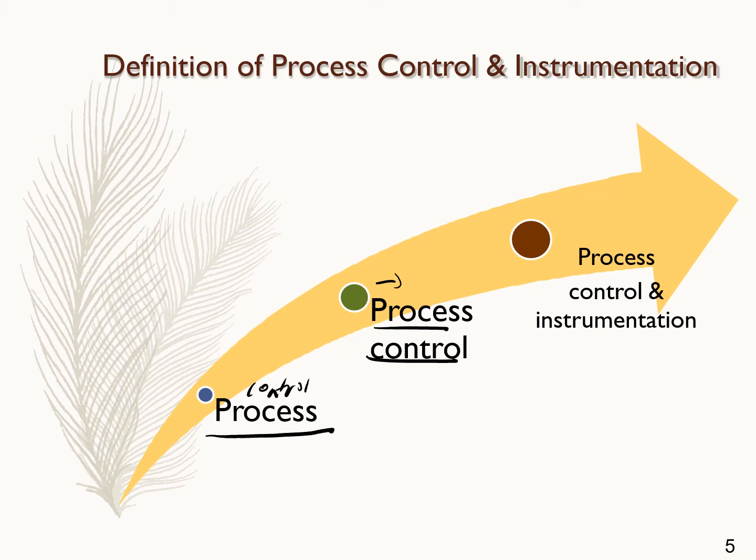In order to make sure this process control is working efficiently, we need the process control and also instrumentation. It's actually this instrumentation that does the work for the process control, so that this process control can control the process condition at the desired value.